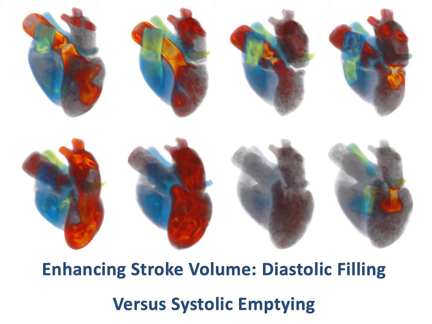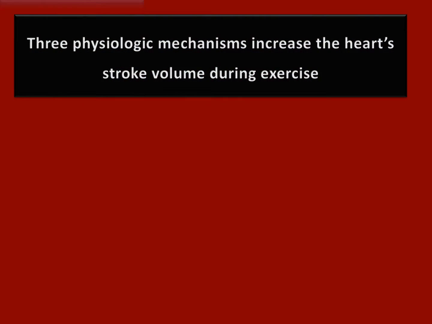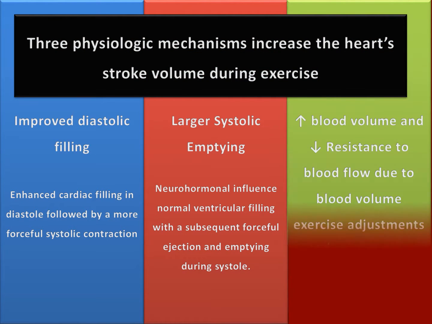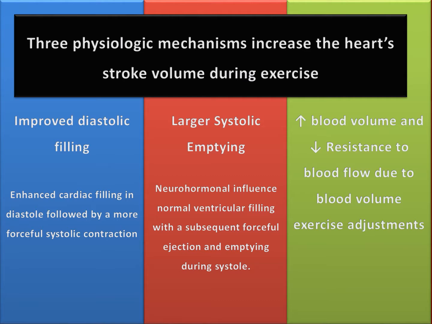How does one improve stroke volume? We will look at two factors, diastolic filling and systolic emptying. How does stroke volume increase during exercise? There are three mechanisms. Improved diastolic filling. Remember, during diastole, the heart relaxes. This relaxation increases cardiac filling. There's more blood in the heart, which means more blood can be pumped by the heart. This is the Frank-Starling mechanism. A little more about this mechanism later. A larger systolic emptying.